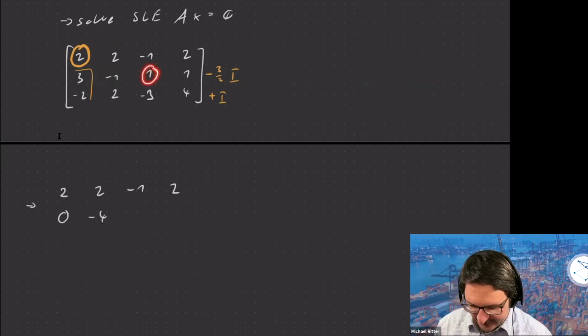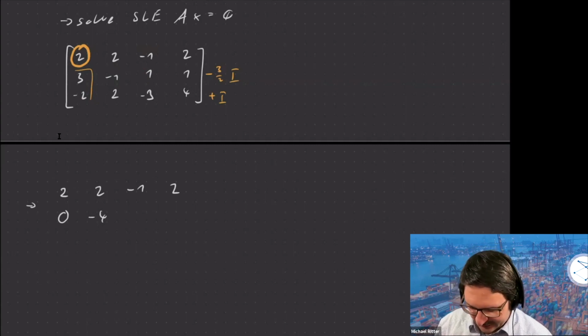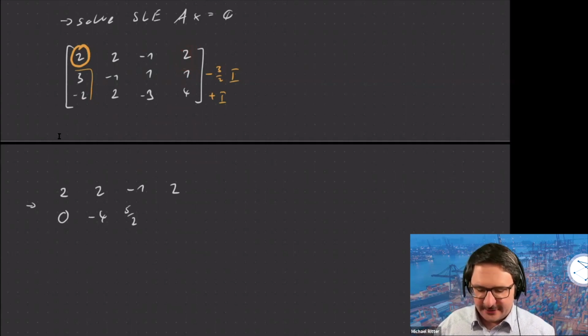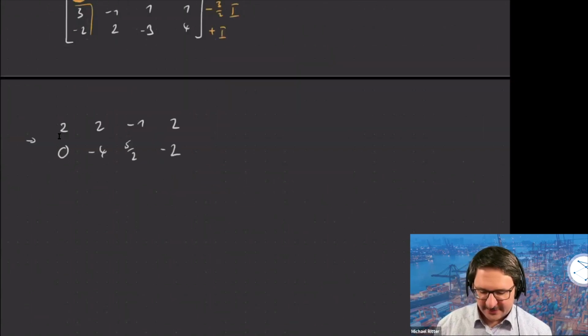Then we have 1 here. And here we have minus 1 times minus 3 over 2. So that's 1 plus 3 over 2. So 2 over 2 plus 3 over 2. That will be 5 over 2. And finally, here's 1 again. And 3 over 2 times 2. That's 3. So 1 minus 3. That will be minus 2. So that's the new second row.